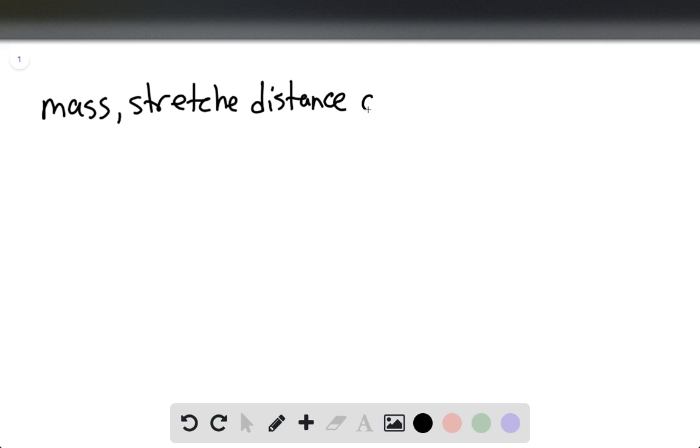So at what distance from equilibrium will velocity have half of its maximum velocity? And then for part B, they're asking for the acceleration, the distance from equilibrium where the acceleration is half of its maximum acceleration. So we have a mass, and then it is stretched a distance of x naught, or x sub o.